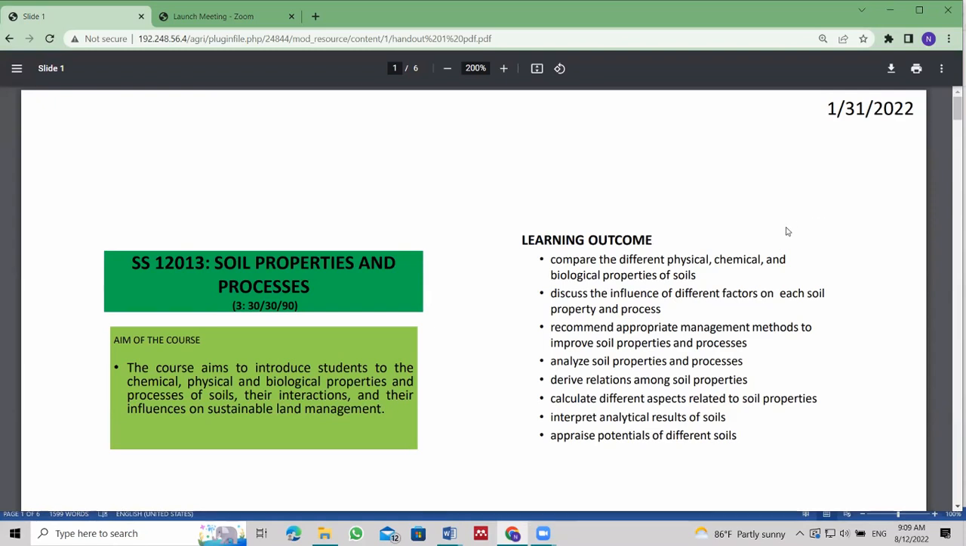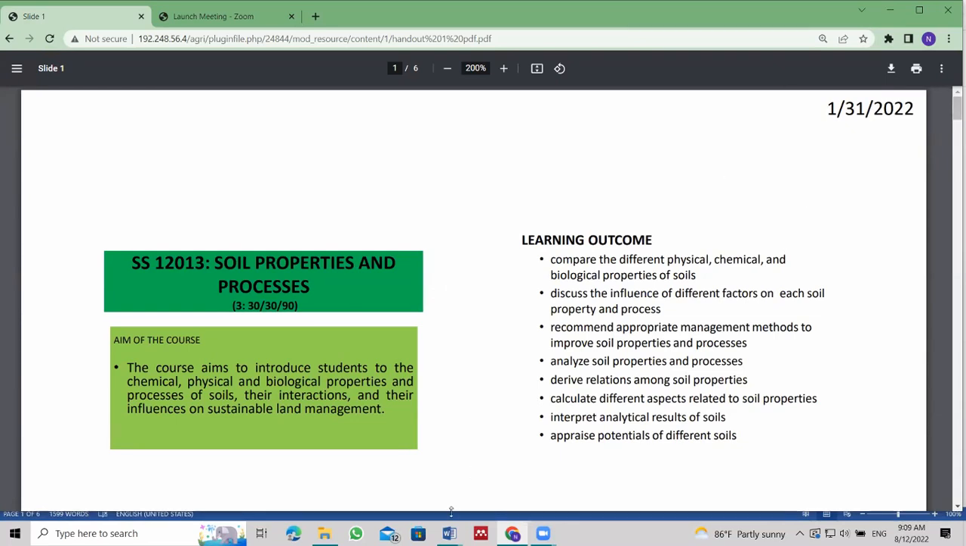In compare, maybe you should be able to define each and every property. Compare means if you are asked to compare two properties, you should know the definition first. Those are the aspects you should be able to do, or you should be able to answer. So with that.